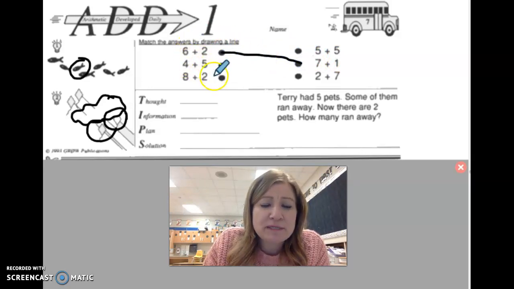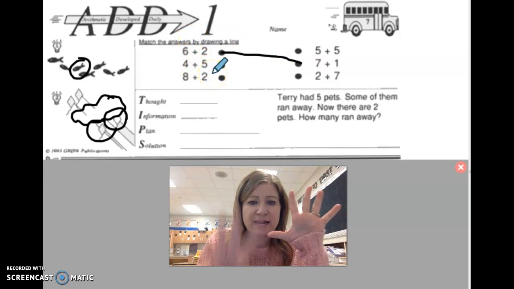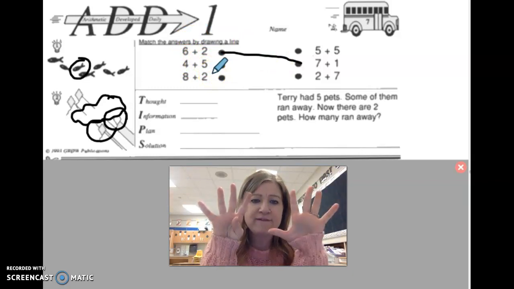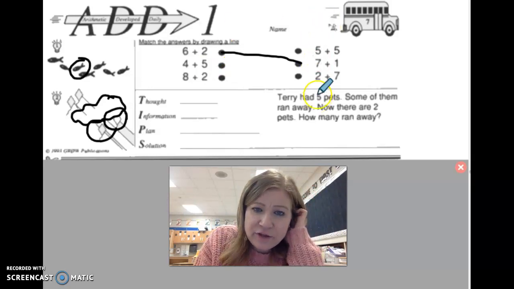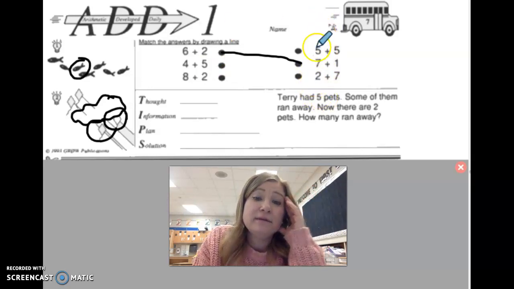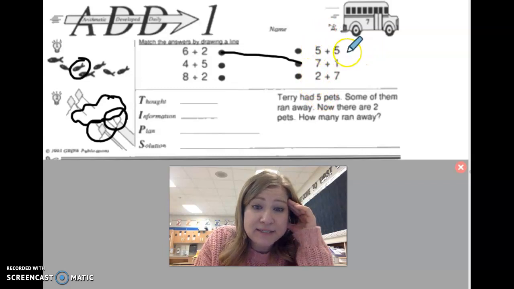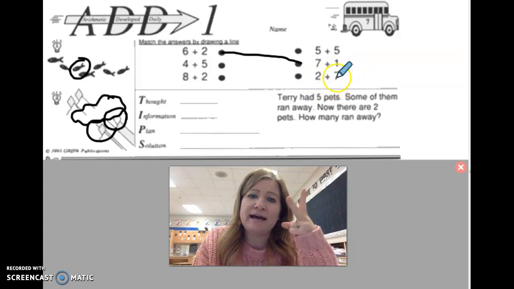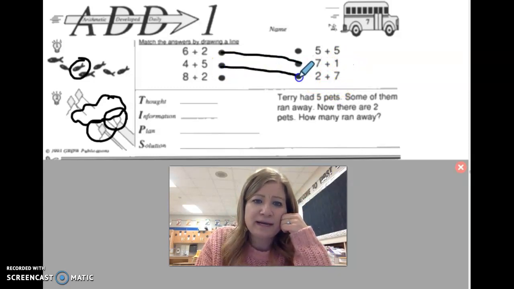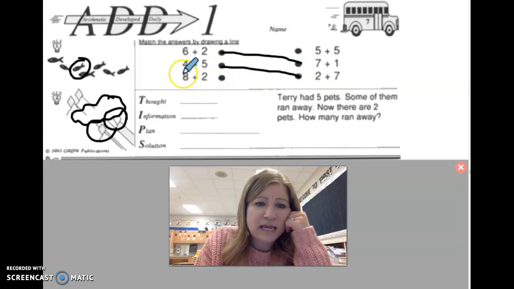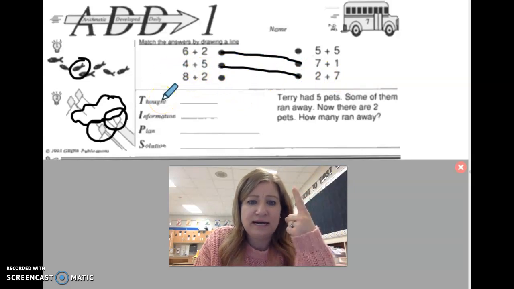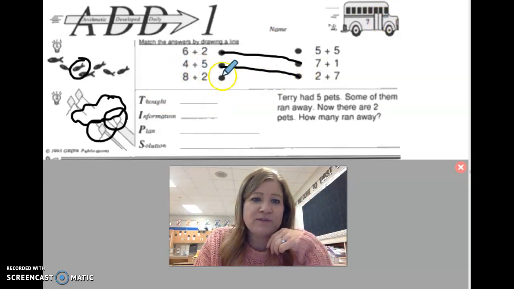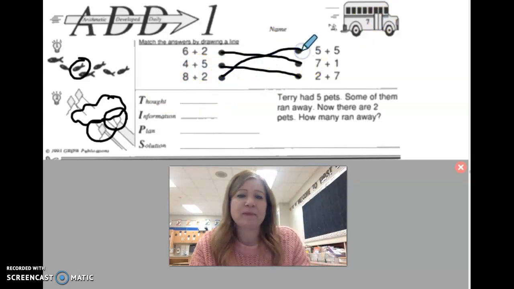The next one is 4 plus 5. So if I have 5 and I add 4 more, so 5, 6, 7, 8, 9. Now I need to find another one that equals 9. Well, I know 5 plus 5 equals 10, so it's not that one. Let's try 2 plus 7. I'm going to start at 7 and count 2 more. 7, 8, 9. There it is. So I draw my line. And the next one says 8 plus 2. 8, 9, 10. And we know 5 plus 5 is 10, so we're drawing our line.